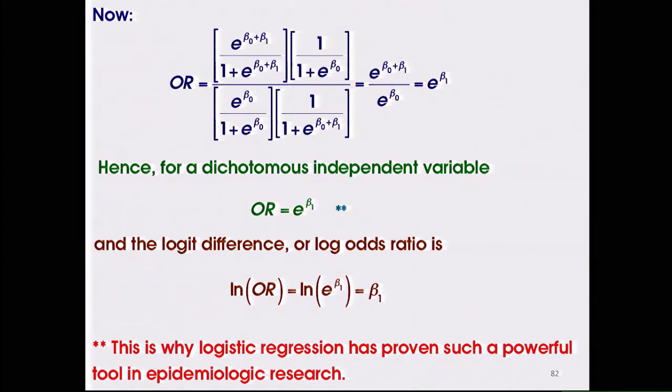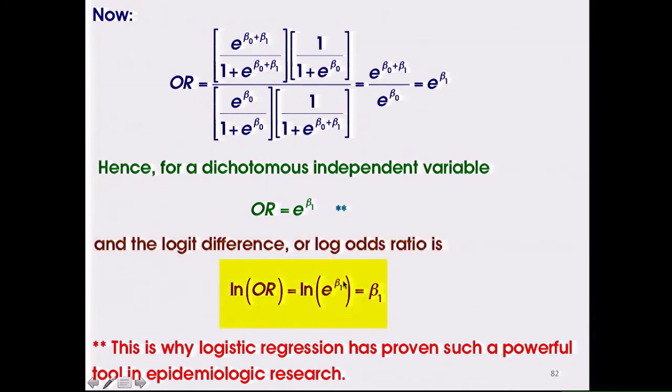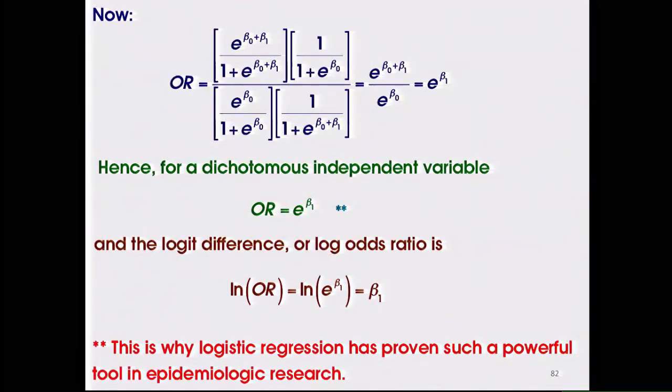It's an amazing result. The log difference, or log odds ratio, or the logit difference, is the log of e to the beta 1, or just beta 1. So the actual coefficient that comes out of a logistic regression model is the log of the odds ratio. Okay? And remember, e to the coefficient is the odds ratio.